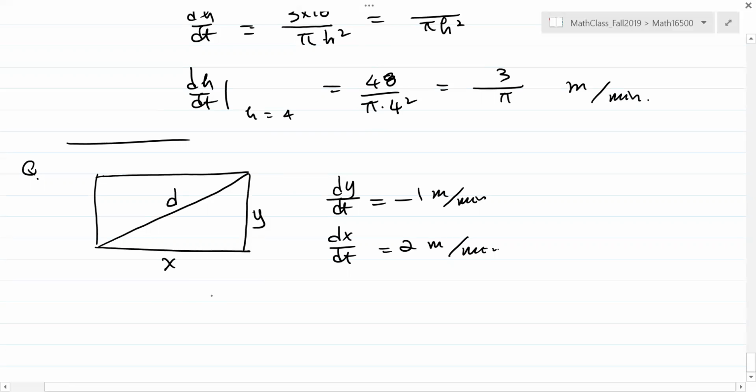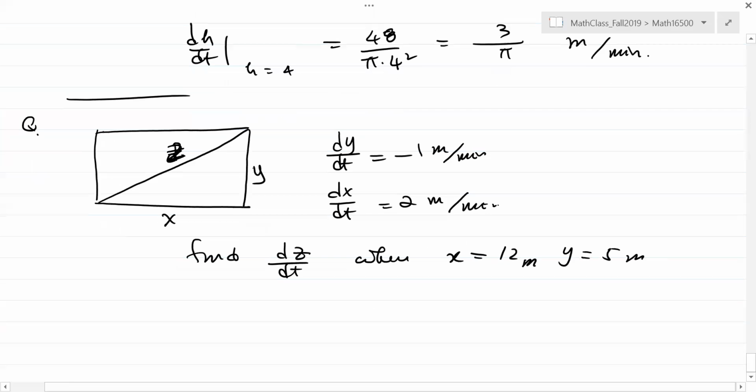Okay, so find the rate of change, well, use this notation. Let me use dz, otherwise confused. Find dz/dt when x equals 12 meters and y is 5 meters long. And this is the last problem. Please do this problem. So x and y are changing, so you cannot just assume they are constant. Before you find any derivative, don't give them specific values.